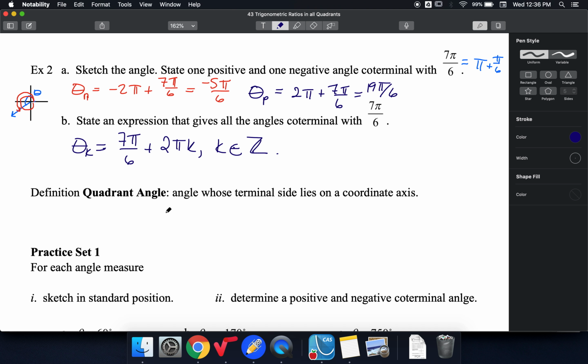One last definition for you, a quadrant angle. Those are the angles that are on an axis, so I don't say they're in a specific quadrant. For example, I'm going to put this one a little bit thicker. If I have my angle here, we know that we would measure that angle as pi over 2. So here my theta is pi over 2, and this is a quadrant angle because it's on the line between the first and the second quadrants.